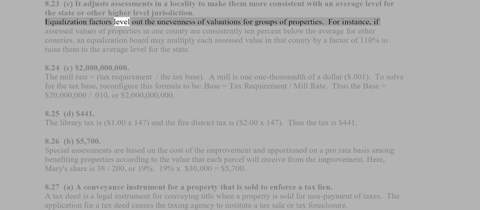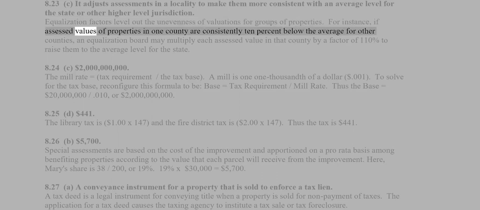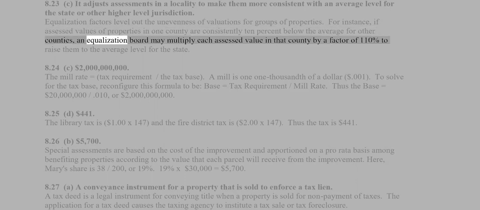Equalization factors level out the unevenness of valuations for groups of properties. For instance, if assessed values of properties in one county are consistently 10% below the average for other counties, an equalization board may multiply each assessed value in that county by a factor of 110% to raise them to the average level for the state.